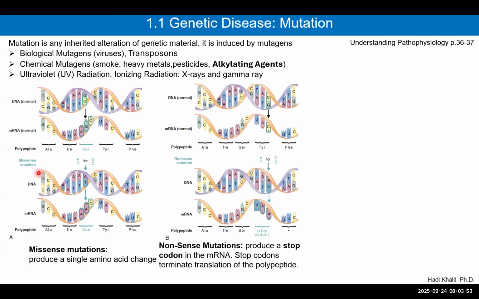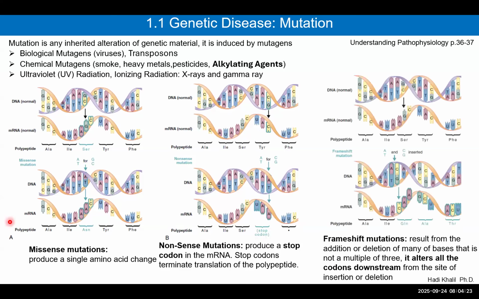The second one is the nonsense mutation. The nonsense mutation is also a single mutation, but now you are simply introducing a stop codon. So you are truncating the protein. So imagine now you have alanine, isoleucine, serine, tyrosine, and it should continue to phenylalanine. However, the tyrosine has been replaced by a stop, so you truncated the polypeptide.